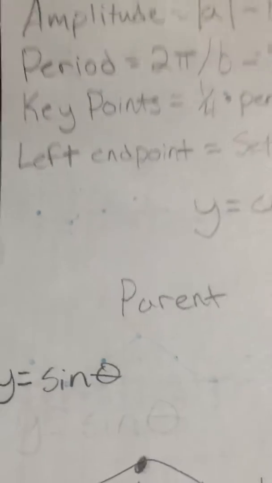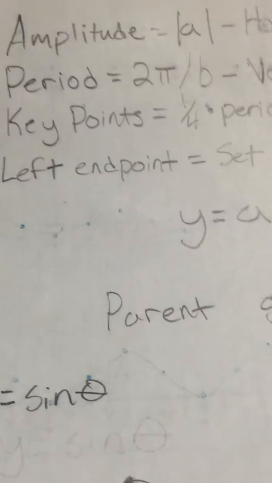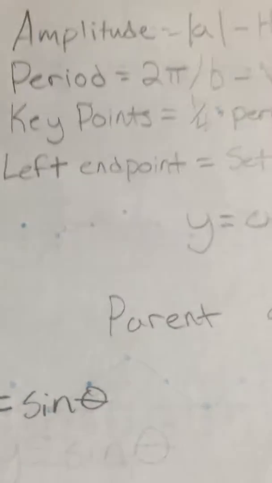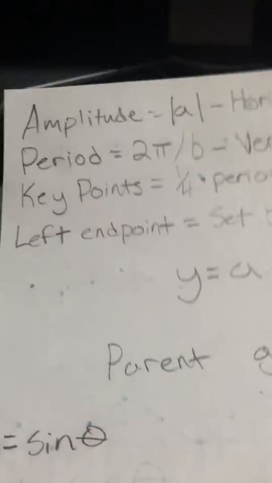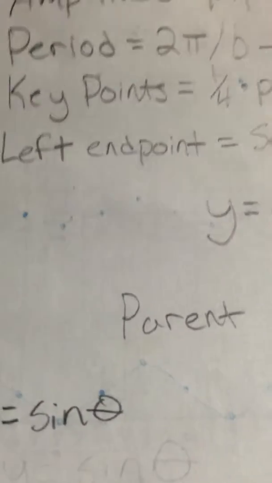Alright, so when it comes to these transformations, there are equations that go with them and the graphs. There are a total of 4 things that you have to find to make each equation: amplitude, period, key point, and left endpoint. To find the amplitude, here's the equation itself first off.